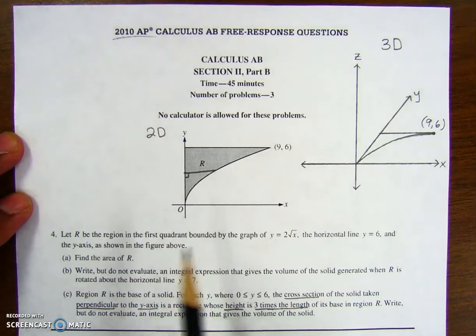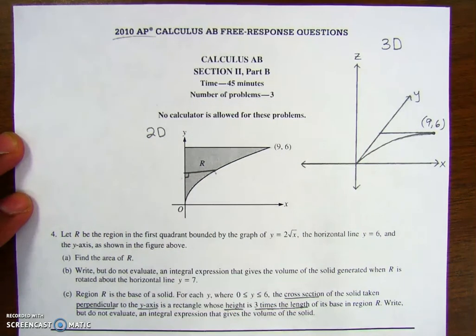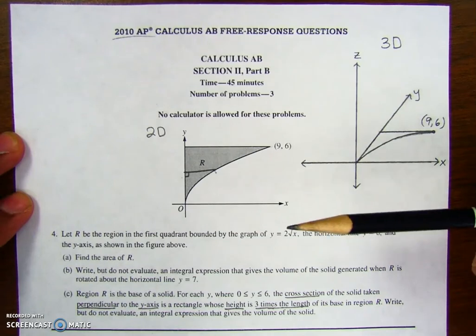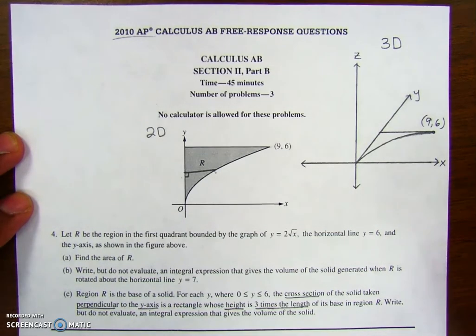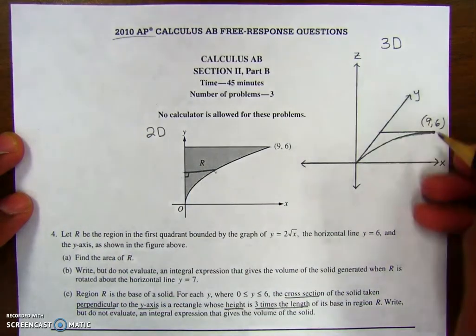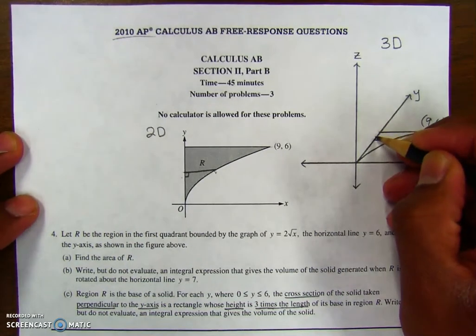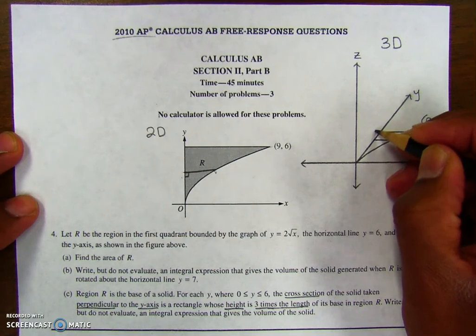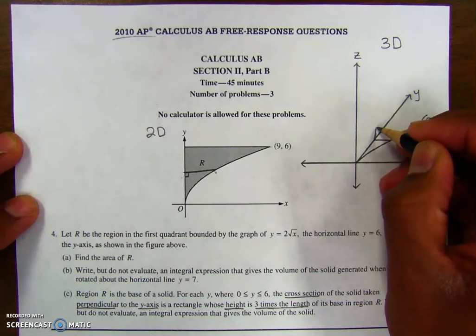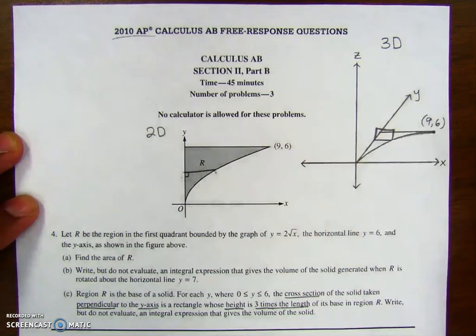So back when we were talking about area, this is doing the right function minus the left function. We are not going to be focusing on the upper function minus the lower function. This is the right function minus the left function. Okay? And let's see. These are the rectangles that are being stacked.